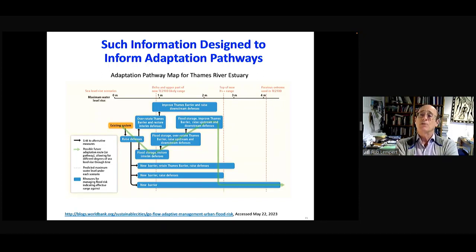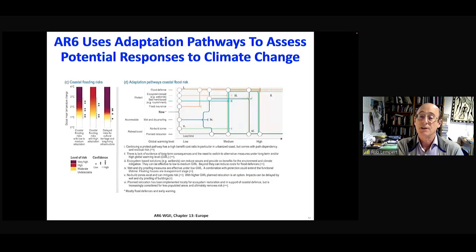One way this sort of information is meant to inform adaptive plans: this is the adaptive plan for the Thames River estuary, and the idea is that you see different levels of sea level rise, 1 meter, 2 meters, 3 meters, and a whole variety of actions you could take on seeing these various levels of sea level rise. So both the probabilistic estimates and the storylines provided in AR6 are meant to inform this sort of analysis. This is how AR6 tried to use these adaptive pathways ideas and link them to climate information. We can go back to that a bit later.